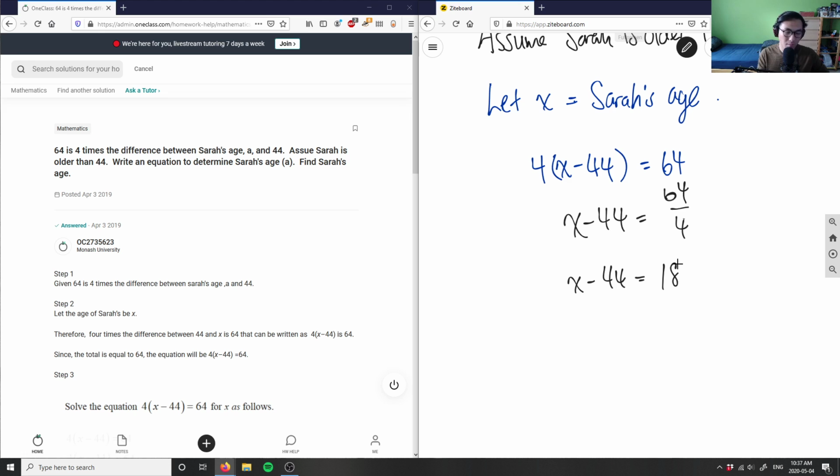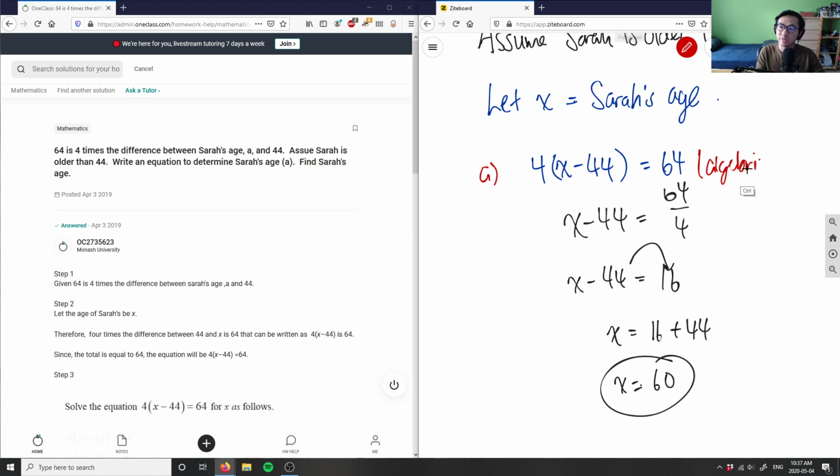Let me just double check that on my calculator. 64 divided by 4, it's 16, sorry. Yes, it's 16, my bad. Then what we can do is move 44 over to the right-hand side by adding 44 to both sides. The left side simply becomes x, and we'll have 16 plus 44. So x equals 16 plus 44, which equals 60. Which means Sarah's age here is 60. So now I've solved the problem. This here was part A, my algebraic expression.